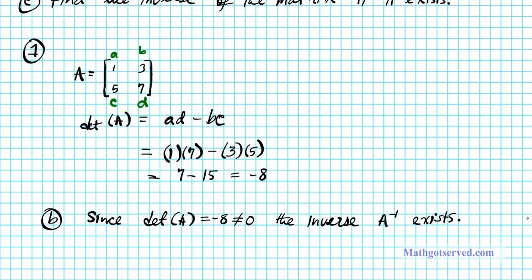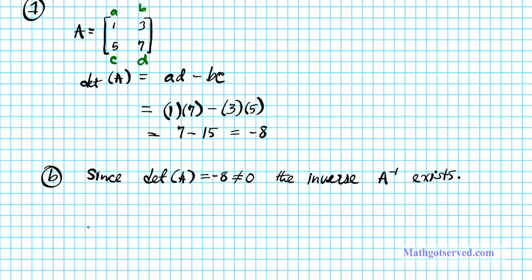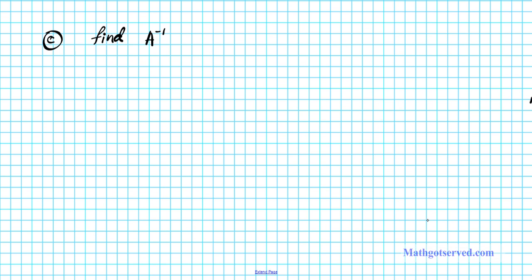Well, you might wonder why. Why is this the case? Well, let's look at part C. The formula for the inverse of a matrix will help you see why we have the result indicated in part B. So for part C, we're to find the inverse of matrix A. Let's go ahead and write down the formula. A to the negative 1 is equal to 1 over AD minus BC times the matrix D, negative B, negative C, A. This is the formula for the inverse of a matrix.